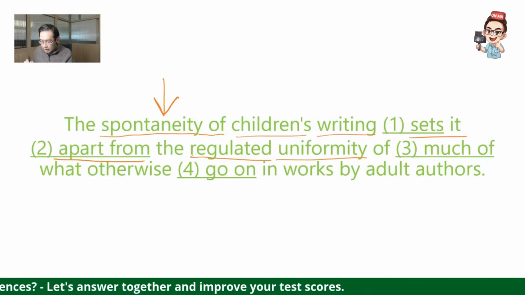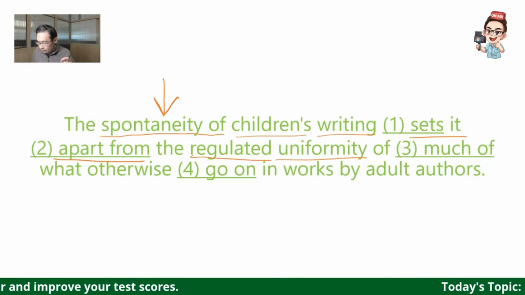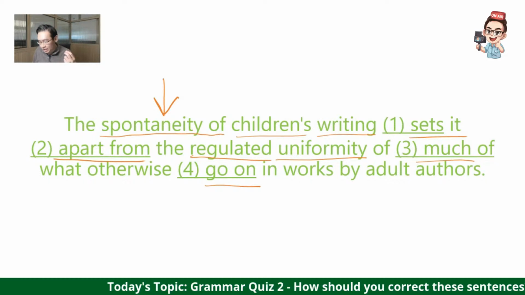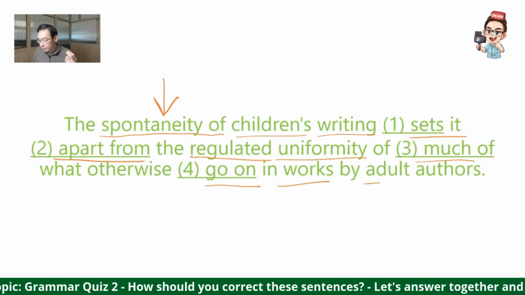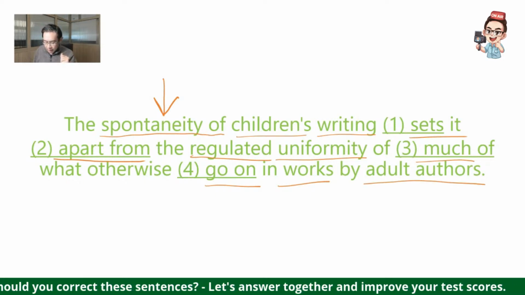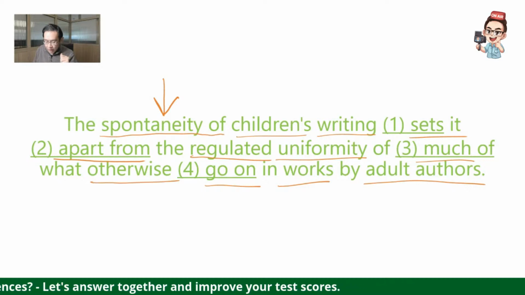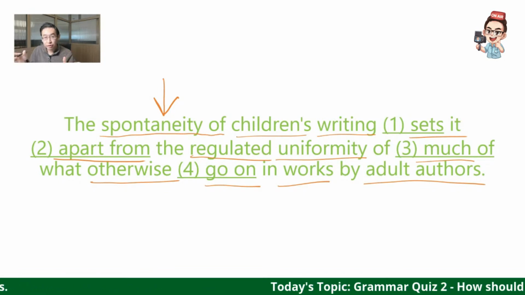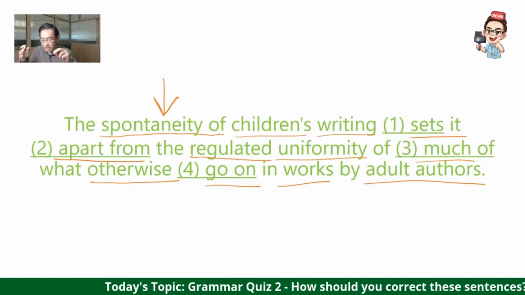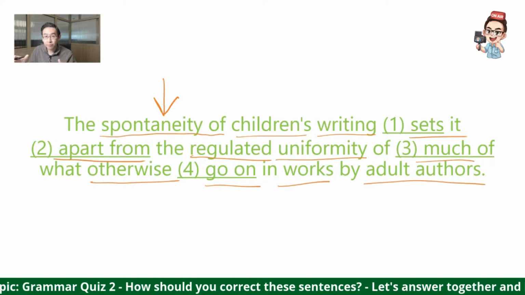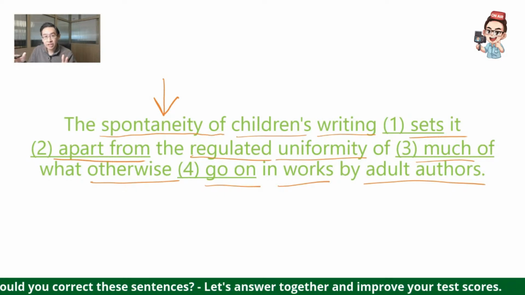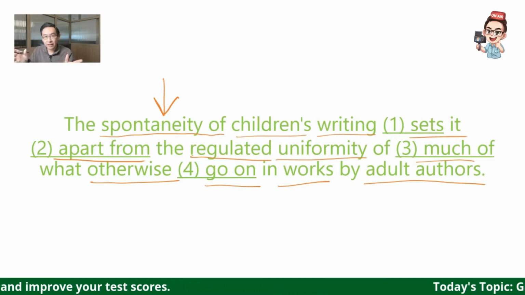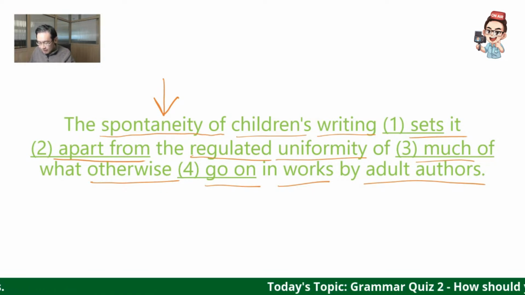So the sentence wants to show us that this is different from most of the things which go on or happen, in this case, in writing or works by whom? By writers who are adults, okay? Otherwise is used to show the opposite of something, okay? So overall, this sentence wants to show us that children's writing is more direct, okay? This is different, so it sets it apart from what? From the way adult writers or adult authors write, because writing by adults tends to have patterns and stuff like that, okay? So now that's the overall meaning.